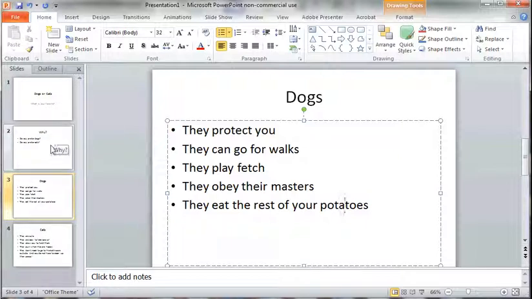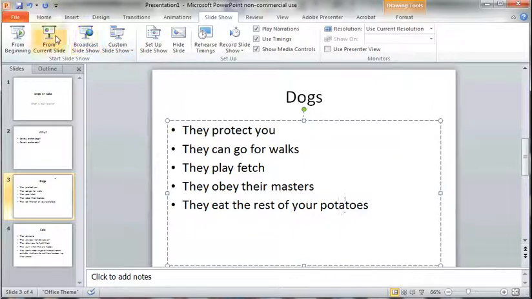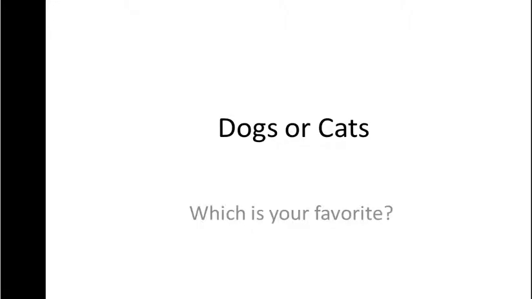Notice that it still looks pretty plain. On the film strip view, it's very plain. And in fact, we can look at the whole entire slide show by going back to the menu, Slide Show, and select From Beginning to see what this thing looks like.